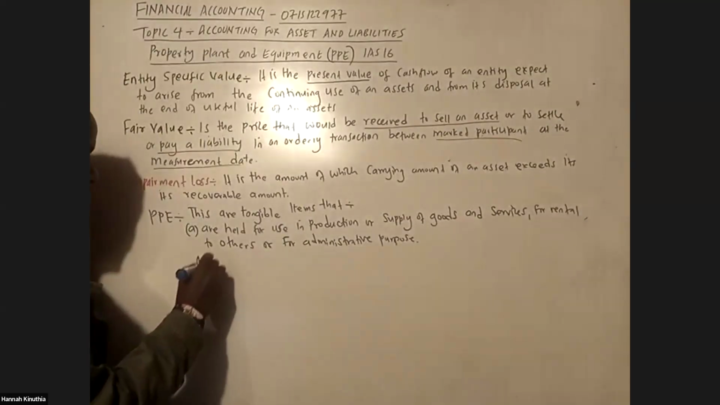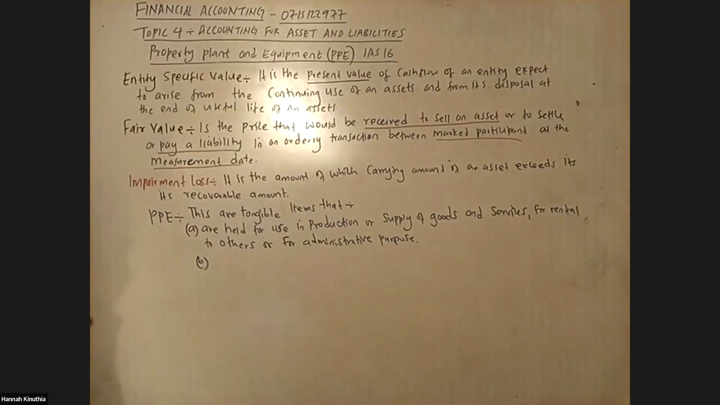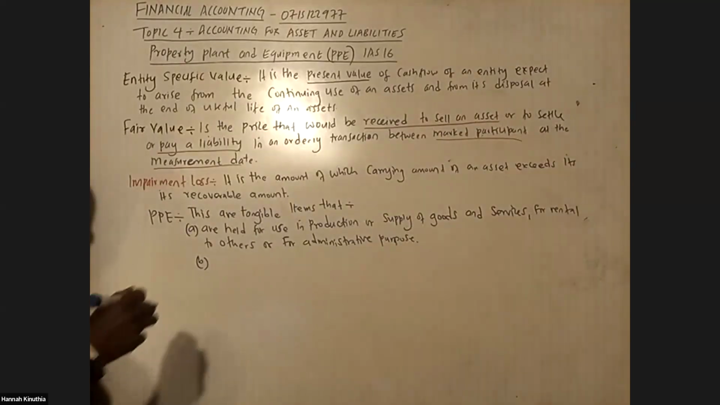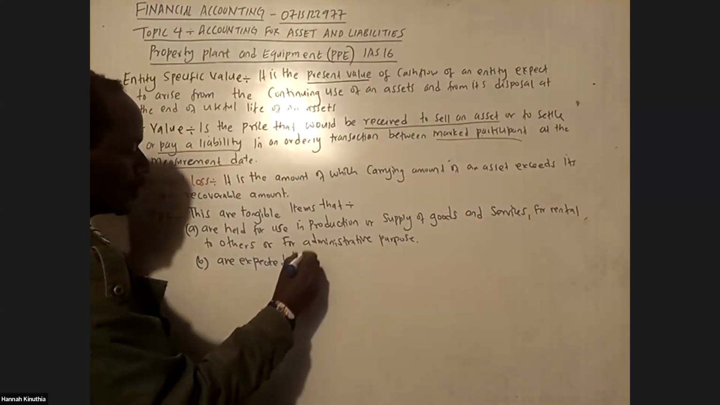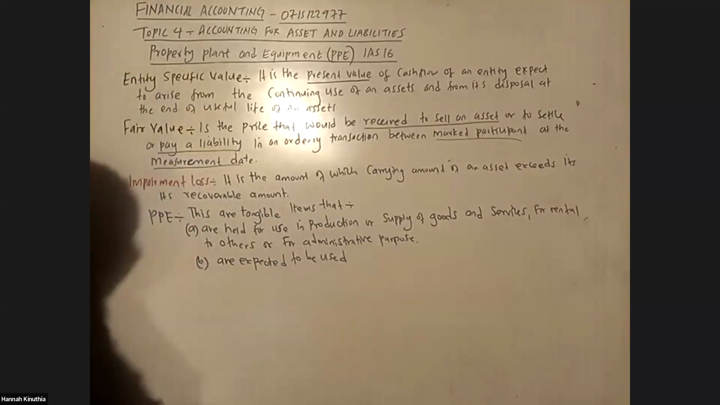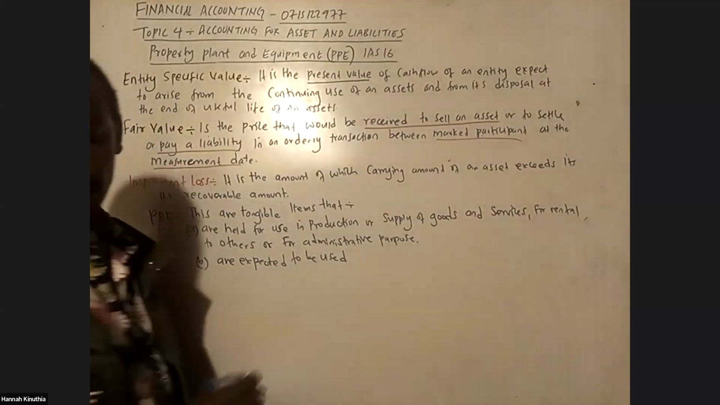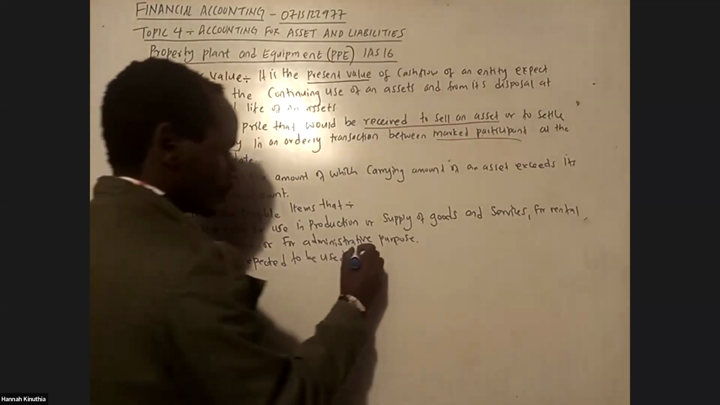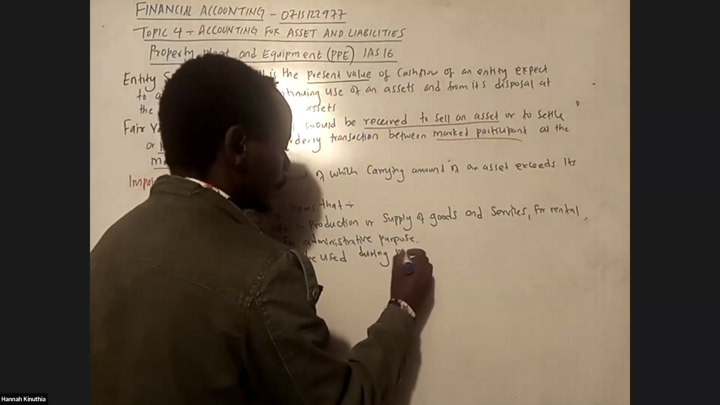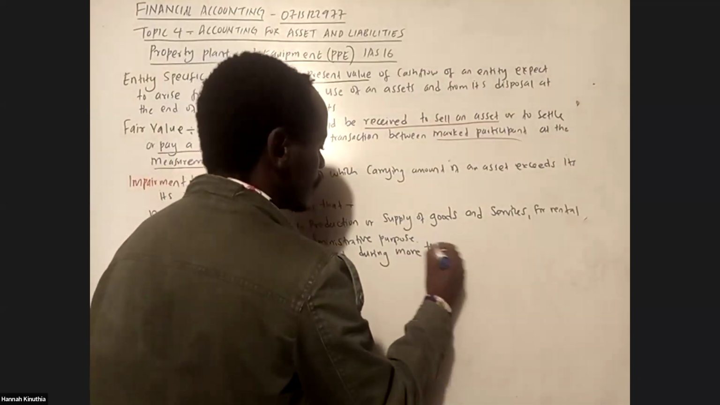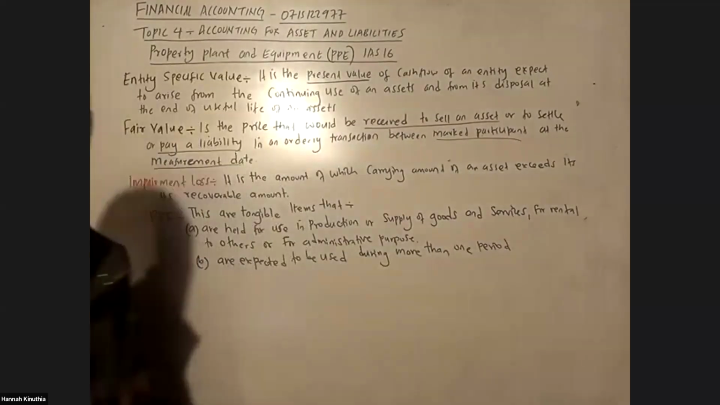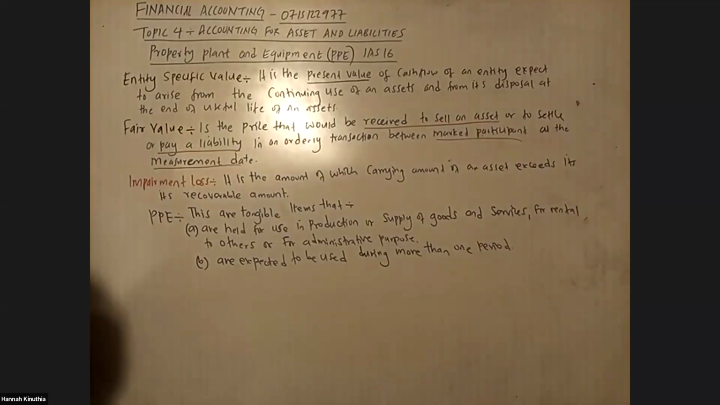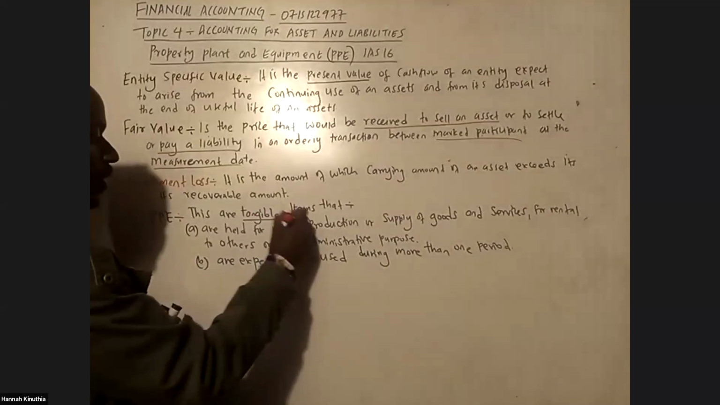Number B, PPE are tangible assets that are expected to be used during more than one period. Now that's the definition of a PPE. And remember, PPE means an asset. So these assets which are tangible, you can touch them.